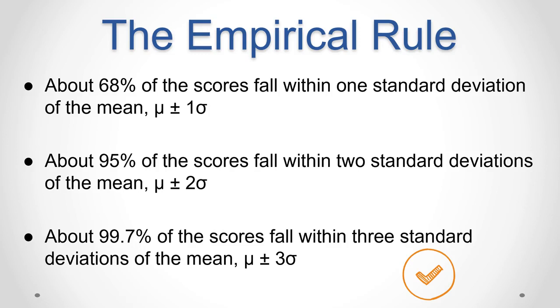This means that it would be very unusual for a score to fall more than 3 standard deviations from the mean. Typically, in the social and behavioral sciences, any score that falls more than 2 standard deviations from the mean would be considered an outlier or very unlikely.